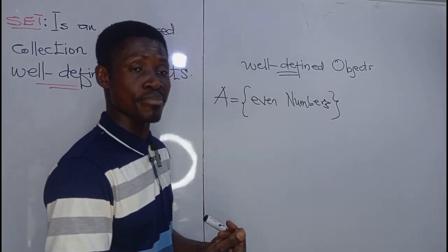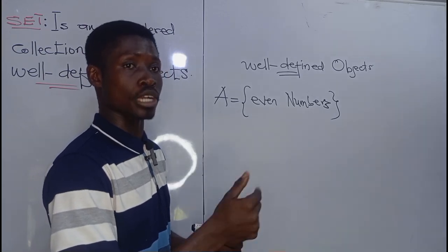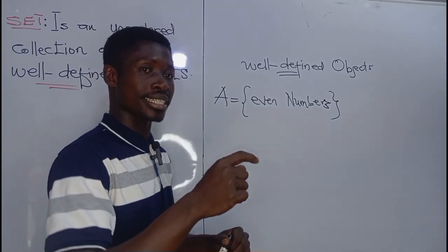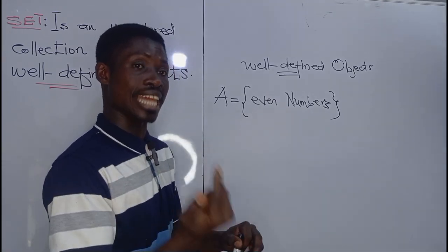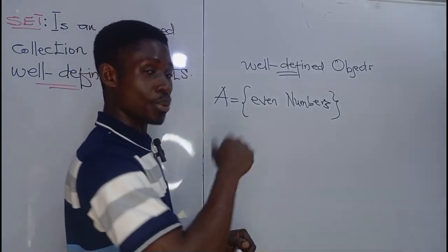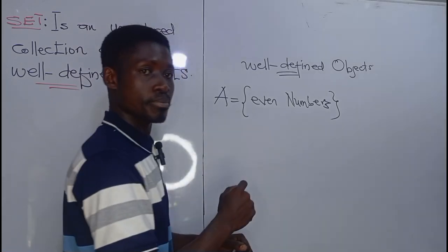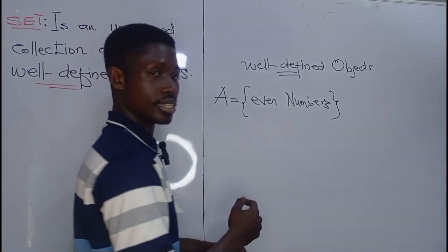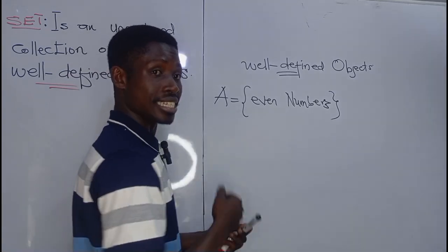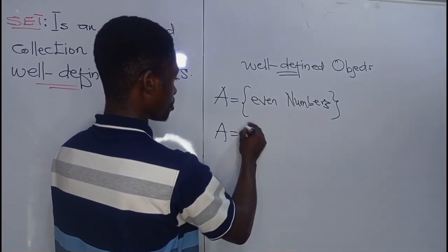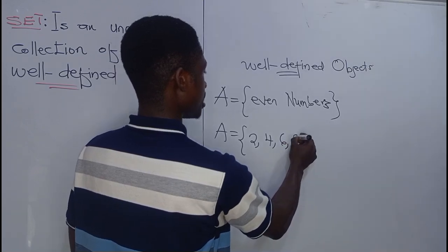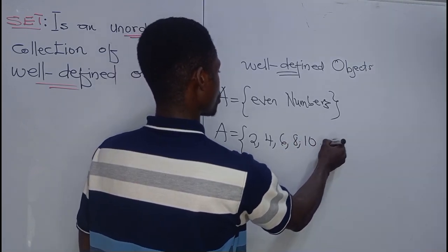Now we know that even numbers are numbers that are divisible by 2 without any remainder. So when you have any number that cannot be divided by 2 exactly, that number cannot be part of these numbers. So you realize that 3 cannot be part of these numbers, 5 cannot be part of these numbers, 7 cannot be part of these numbers, and so on. So in listing these elements, we are going to start with what? 2, 4, 6, 8, 10, and so on.